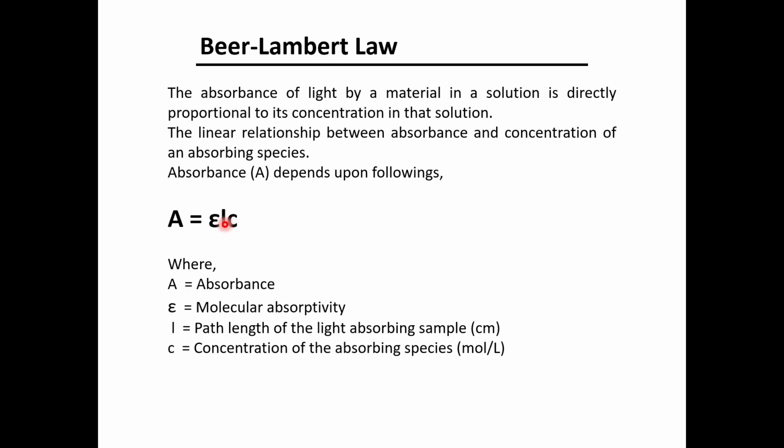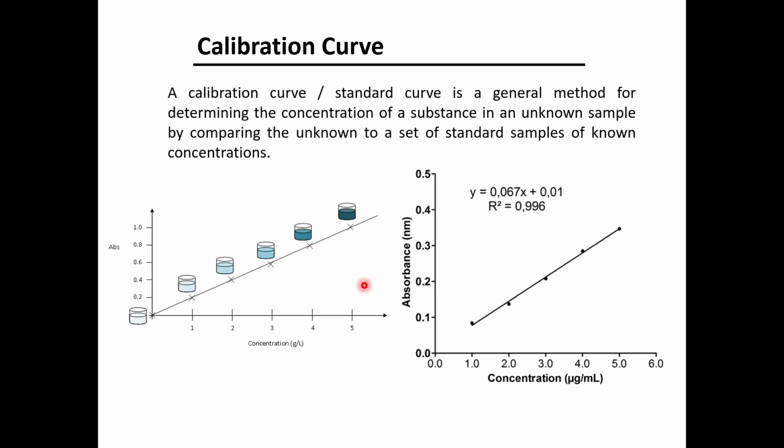It is mathematically represented as absorbance A is directly proportional to epsilon L C, where A is the absorbance, epsilon is the molecular absorptivity, L is the path length of the light absorbing sample, just like the width of the cuvette, and C is the concentration of the absorbing species. It is important to determine the unknown concentration when comparing to the known concentration.